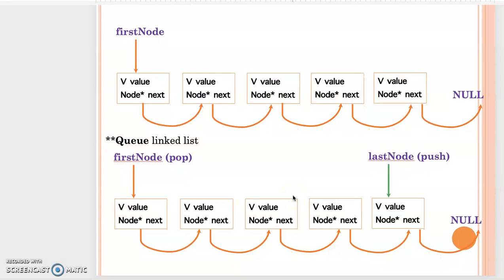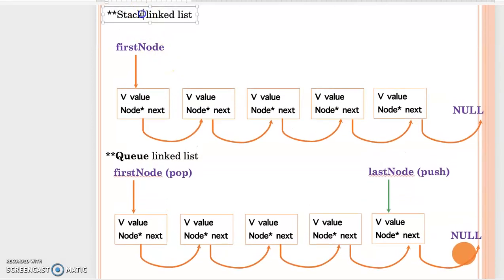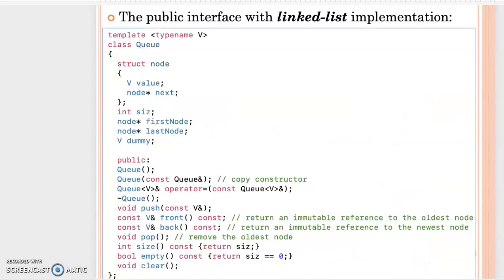One thing about going from the stack implementation to the queue implementation with the linked list is we just need to be careful where we push and where we pop from. So now here is our linked list public interface for our queue.